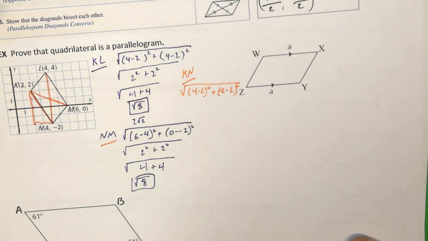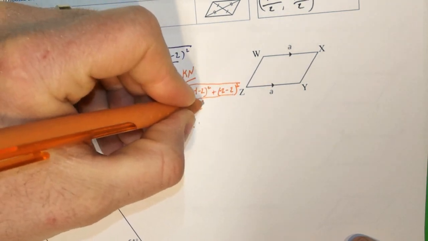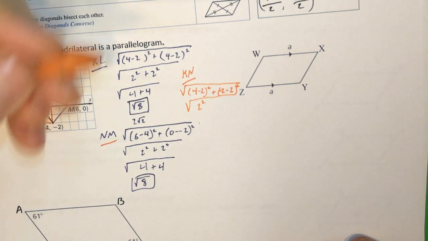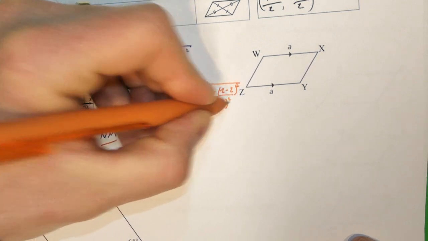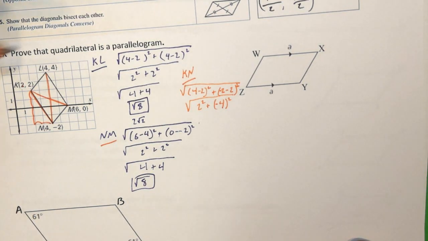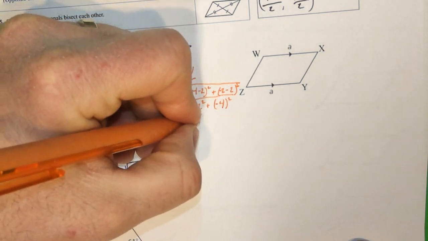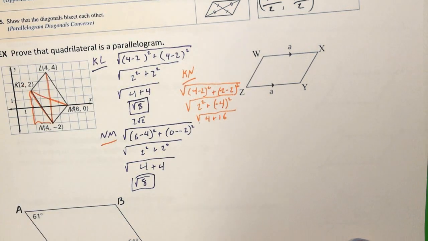All right. So now my 4 take away 2 is going to give me another 2 squared. And my negative 2 and my negative 2 is going to give me a negative 4. Now 2 squared is still 4, and negative 4 squared is positive 16. So make sure you're careful there. Even though it is negative, when you square it, you do get a positive value right there.